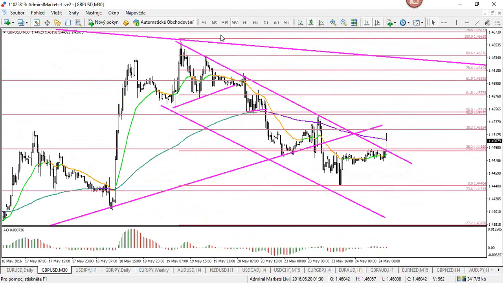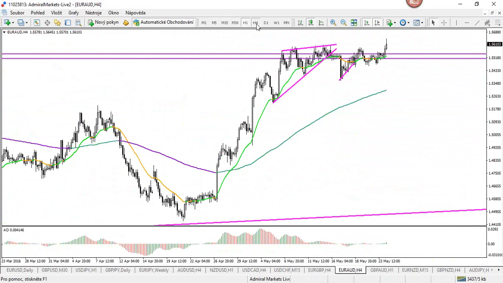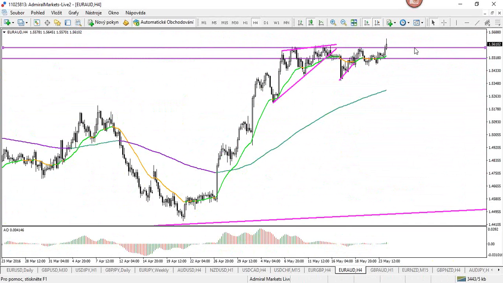All right, so we really talked long about the three majors. Is there any pair that you would like to take a look at? On my list today was this Euro Yen.